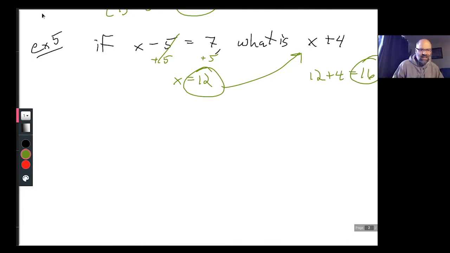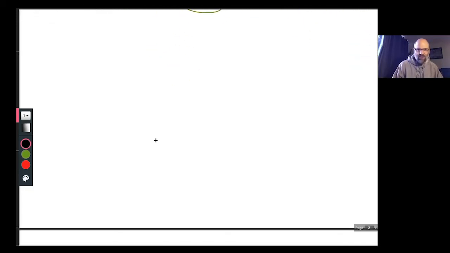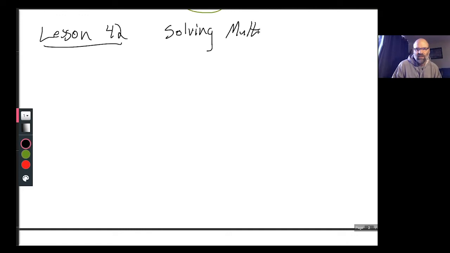Okay, so lesson 42 is a skill that you're going to learn that you're going to use a lot in this class and algebra 2 and probably in a little bit in geometry as well. But lesson 42 is solving multivariable equations. So multi means more than one, but multivariable means more than one variable. So how can you get the variable by itself if there's more than one variable? Well, you still can. You just have to shove all the other variables to the other side.